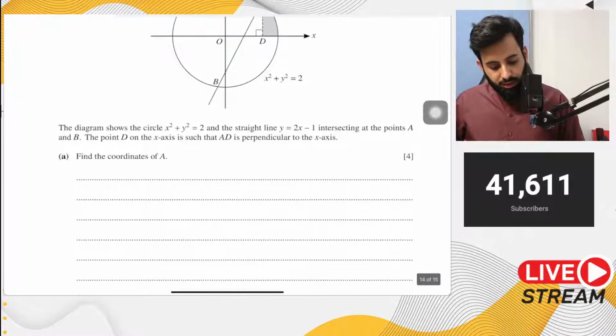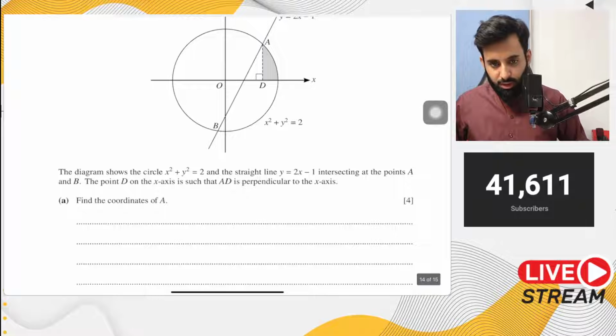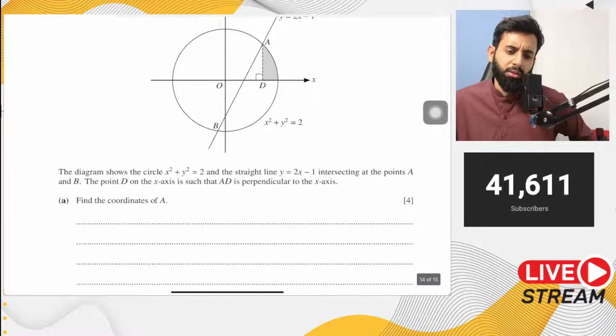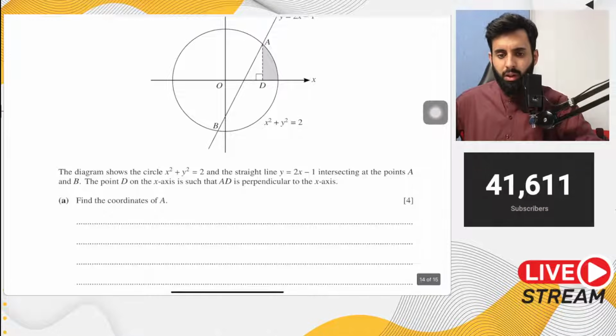Let's see what this says. It says the diagram shows the circle x square plus y square equals 2, and the straight line. So shouldn't we keep recent paper for later practice? Well, what you can do is you can leave the variant out. Do one variant, 12 paper 1 variant 2 kar lo. Leave the other variant for practice.